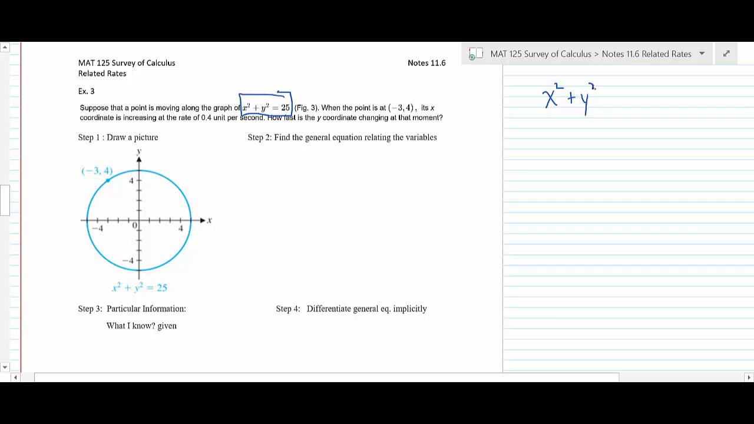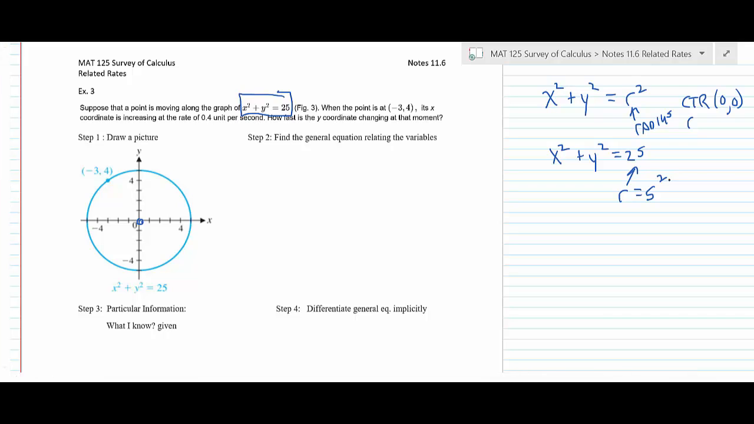Anytime you have this, and if you don't know this, you need to make a note of it, that's the equation of a circle that has a center of 0, 0, and that thing right there is the radius. The problem I'm giving you has that structure. So the center is 0, 0. The radius is not 25. The radius is 5, because 5 squared is 25. You may know that from college algebra or finite math, or you may not. If you don't, that's something you need to make a note of.